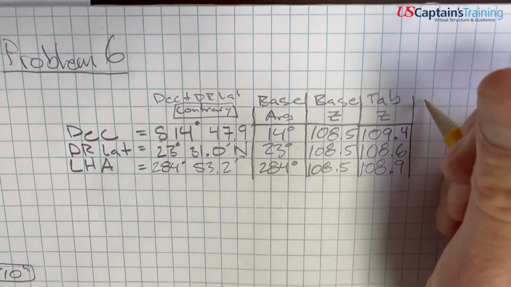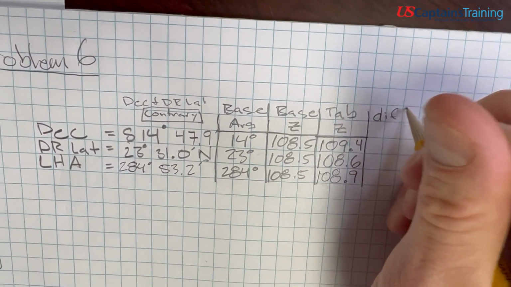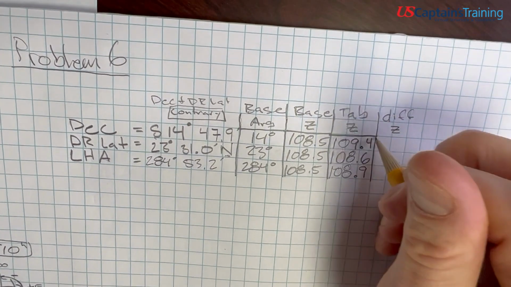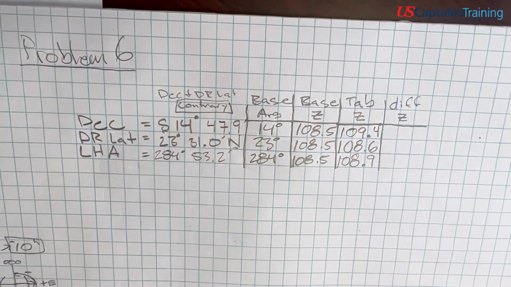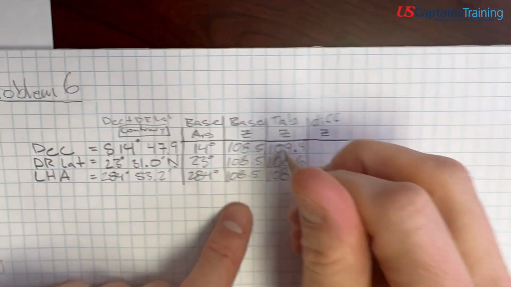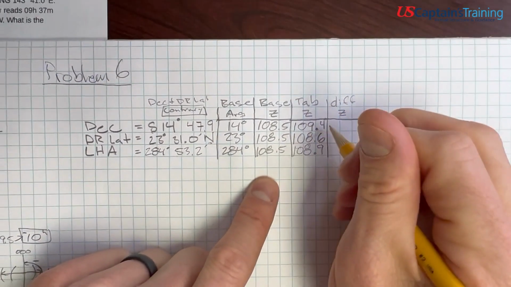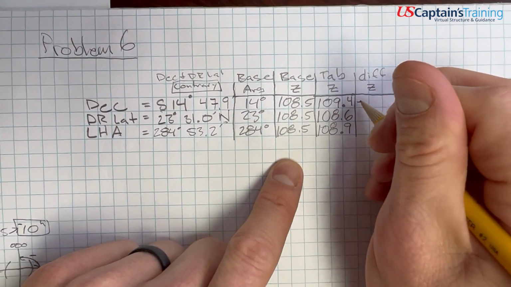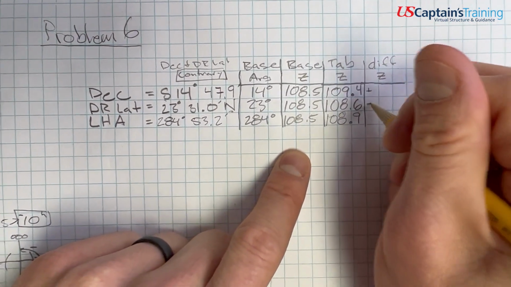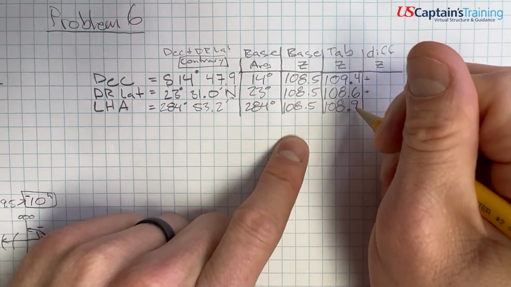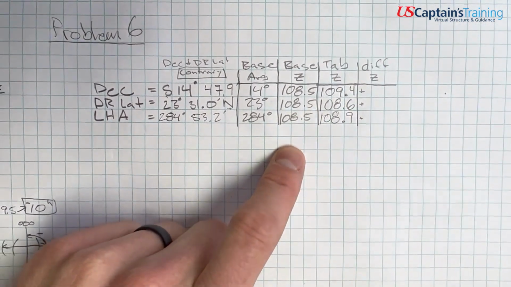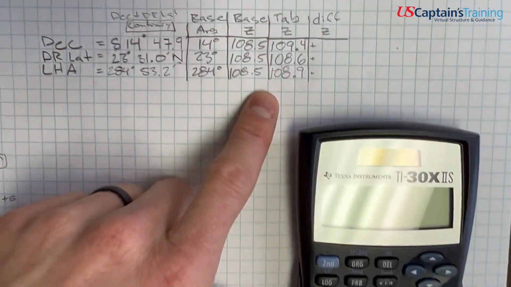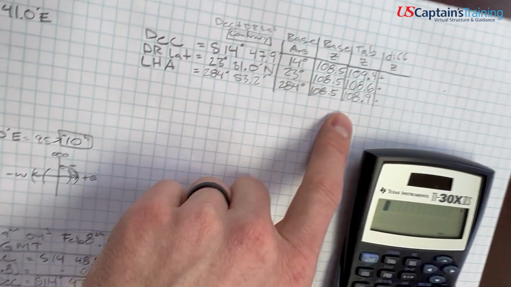Okay, now we need to find the difference in the angles. The difference in Z. So I can see this one's bigger. Just go tabulated minus base. So this one's going to be a positive. This one's a positive. And also, they're all positive. Okay. Let's crunch some numbers.